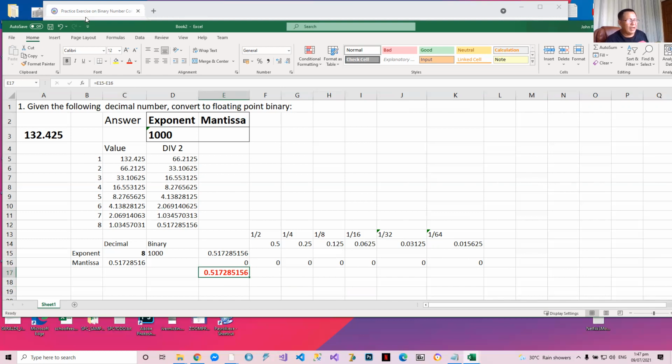Okay, so once we have laid out the binary table, the Boolean table, we can now start our pick, mark, and subtract. We have 0.5, 0.517. Can we deduct 0.5? Anyone? Can we subtract? Can we mark this?